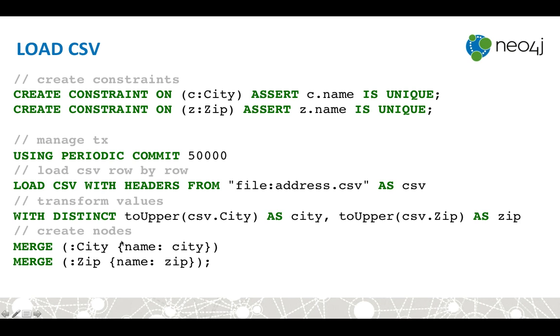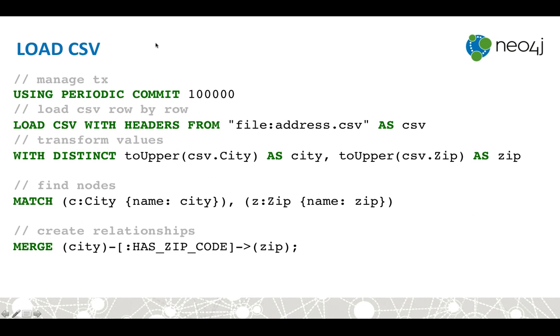And so when I run this, it creates a city if it's not already there. That's why I use merge, and that's why I have the constraint as well. And same for zip code, which creates all the cities and all the zip codes at once, which is kind of nice. And then we want to connect them, which we do. Oh, I forgot something.